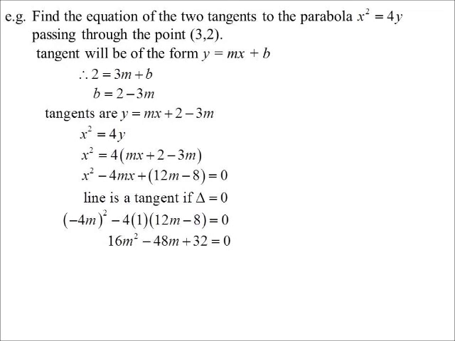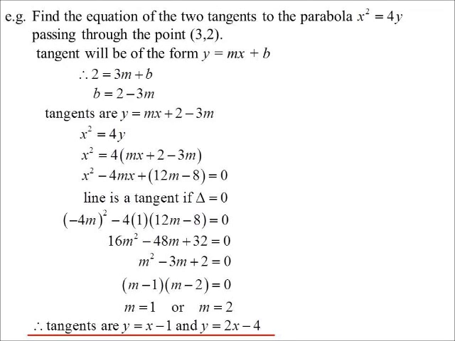16m squared, 16 goes into everything there. m squared minus 3m plus 2 equals 0. You'll notice it's the same factorisation that we got yesterday. So either m equals 1 or m equals 2. Sub that back into my equation up here, y equals mx plus 2 minus 3m, and I've got my two tangents. So the same two lines we came up with yesterday.